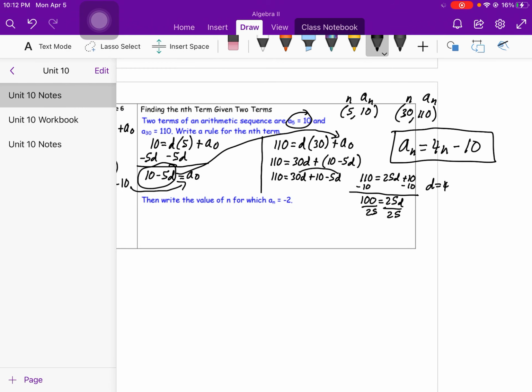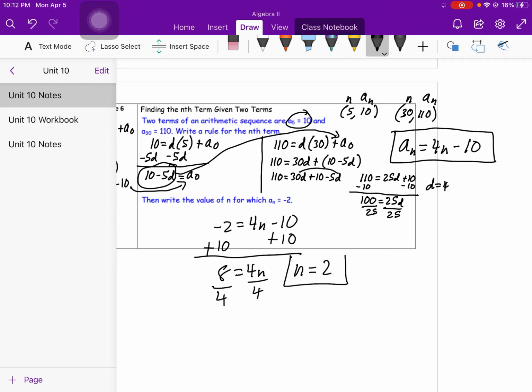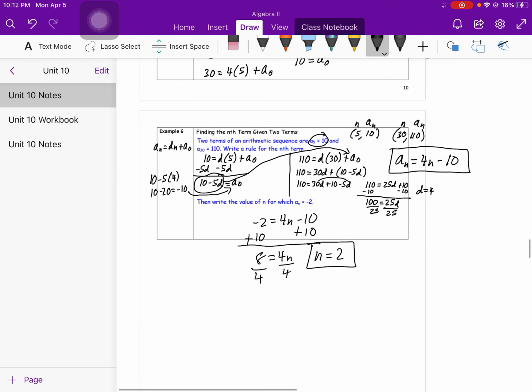So now we want to write the rule for n for which a of n equals negative 2. So on this one, if we said negative 2 equals 4n minus 10, we want to solve for n. So we're going to add 10 to both sides. You get 8 equals 4n, and we do get a nice number here. Divide by 4, and you get n equals 2. All right, that is it.